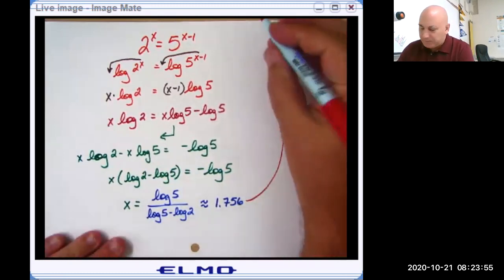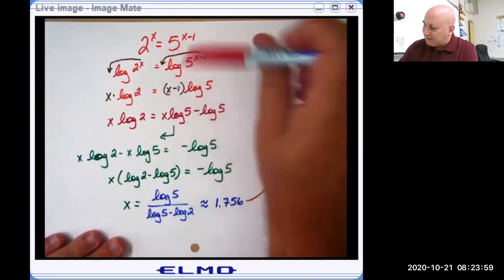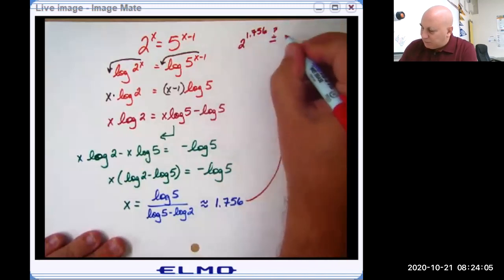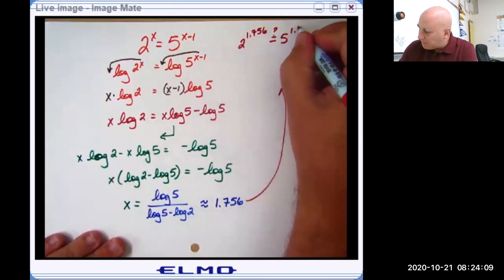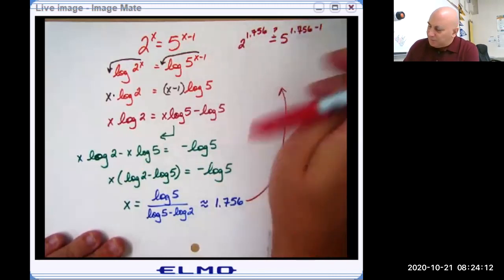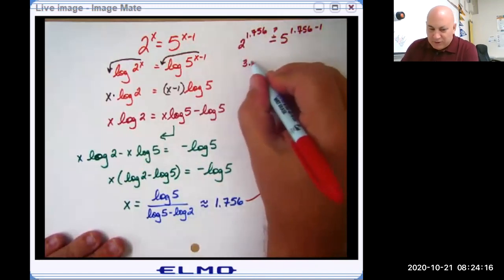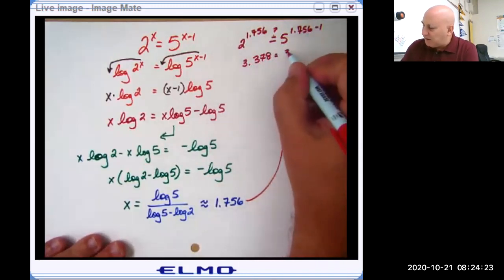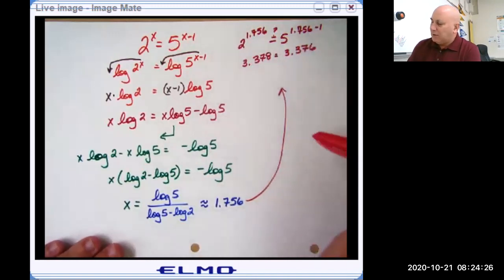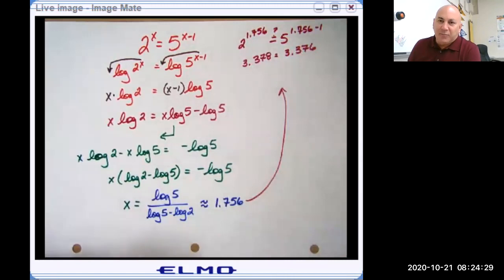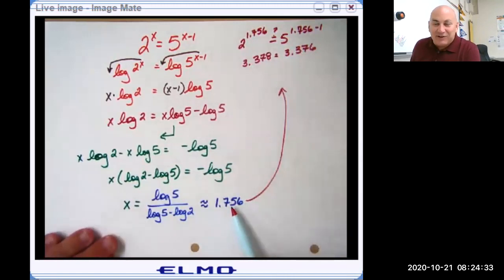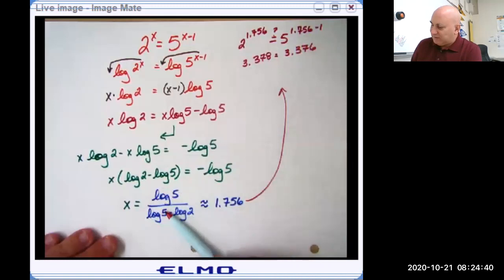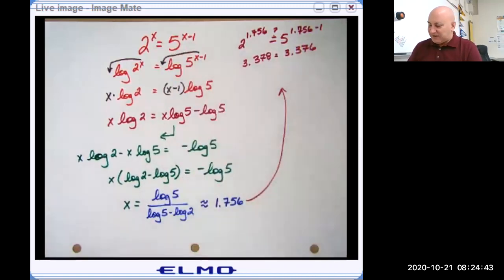Let's actually check our work. I'm going to substitute 1.756 up here and see what I get. Is that equal to 5 to the... So if I punch this into the calculator, I get 3.378, correctly rounded to 3 decimal places. And this I get 3.376. Oh, not quite right, but it's okay. This is a decimal approximation. It's bound to introduce a little error. If I substituted this up here, I would in fact get the correct answer.